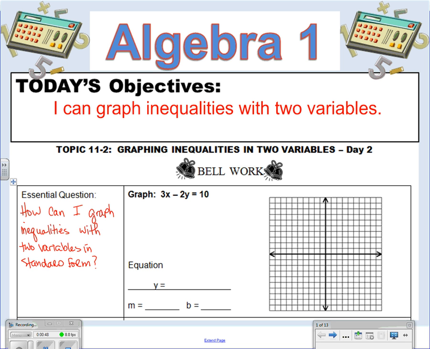So our buildwork problem today deals with an equation in standard form. Notice it's an equation, not an inequality. So we're going to review how to graph equations in standard form and then go on to graphing inequalities in standard form. Standard form means we have the x and the y on the same side. Our goal is to get an equation with y by itself.